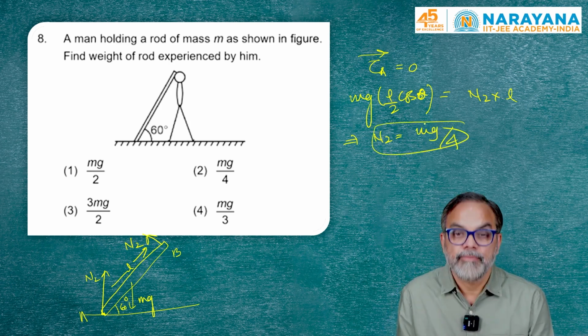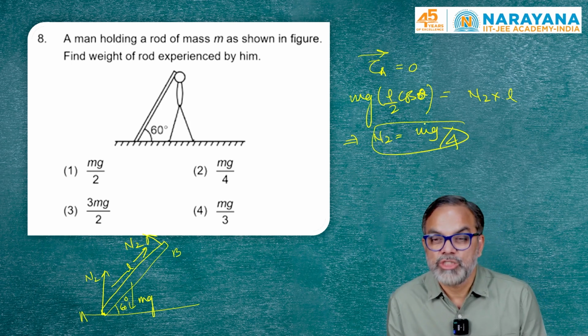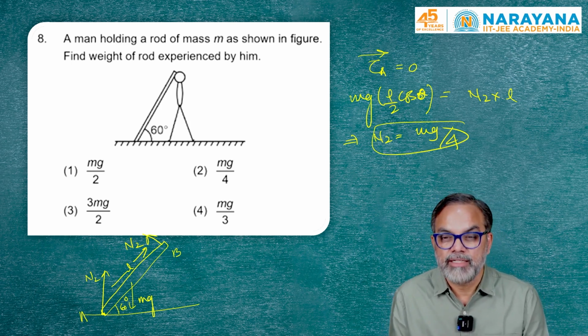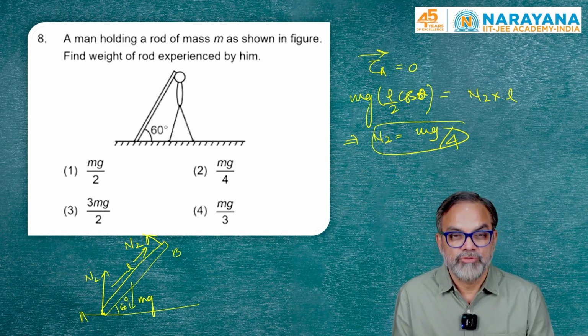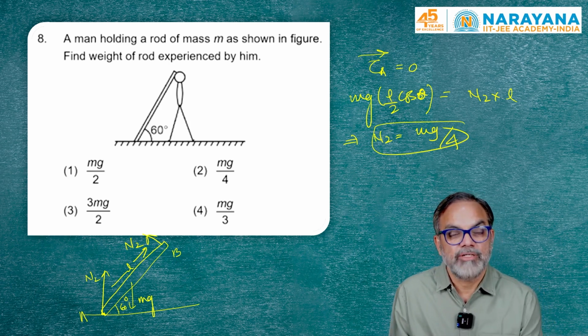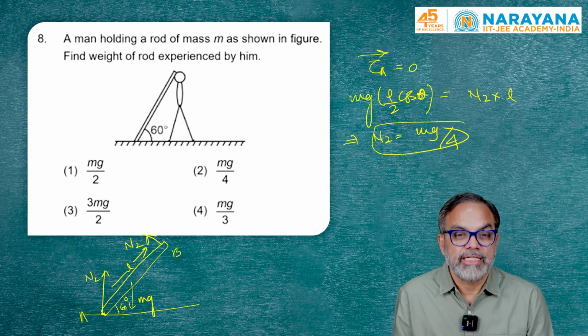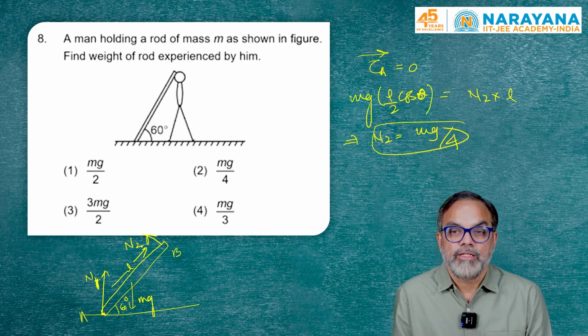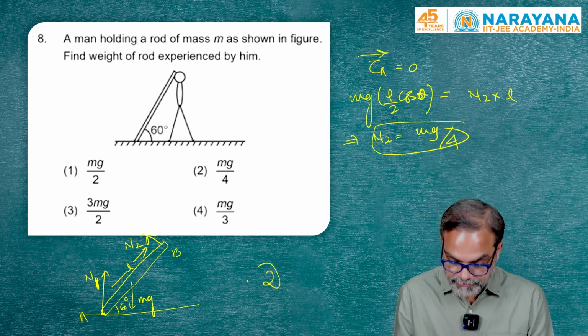So students, I put this question in the category of moderate question. It is not direct. You have to draw an FBD and show forces, and you have to do force balance and torque balance. Intelligently, you have to select point A so that N1 doesn't enter into the picture. So this is N1, N2. So our answer is second.